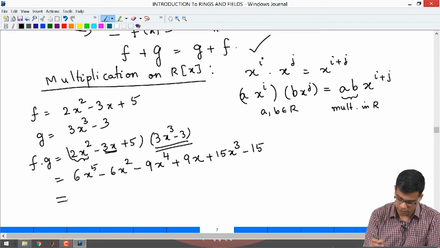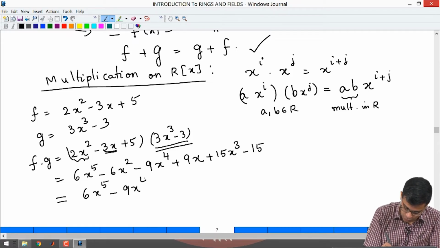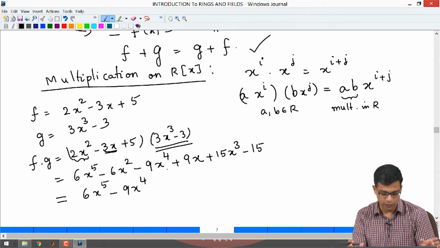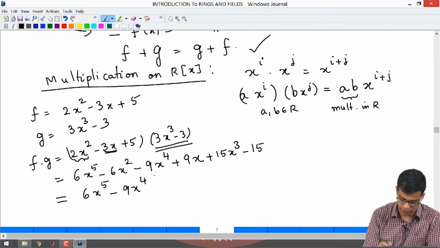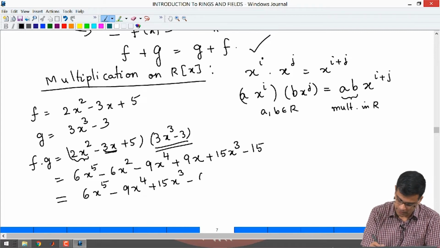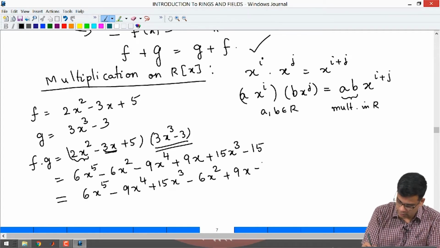So, you can just put the degrees in decreasing order. So, you get 6x^5 minus 9x^4, but in general if you have x squared appearing twice, in which case you will just add the coefficients of x squared. So, in this case what we have is 6x^5 minus 9x^4 plus 15x cubed minus 6x squared and plus 9x minus 15.